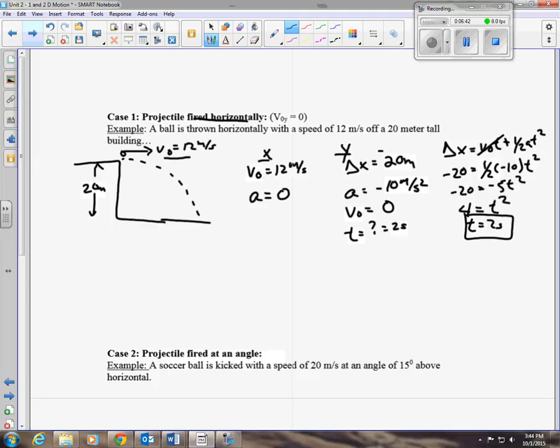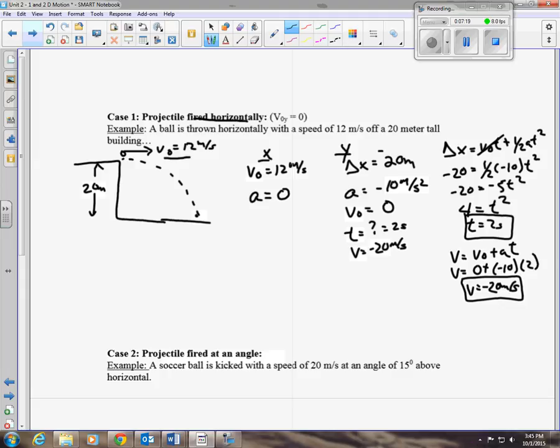So from that, I can maybe find the y velocity. So v equals v0 plus at, and then v equals 0 plus minus 10 times 2. And that's going to give me a velocity of minus 20 meters per second in the y direction. What does that mean? That means right here, the y component of its velocity is going to be downward at 20 meters per second. Okay, and that makes sense. It's going down into the ground.